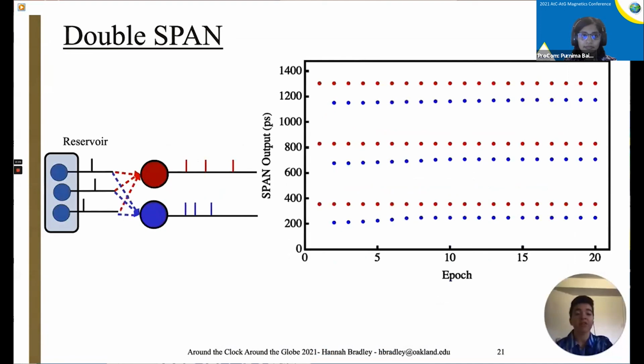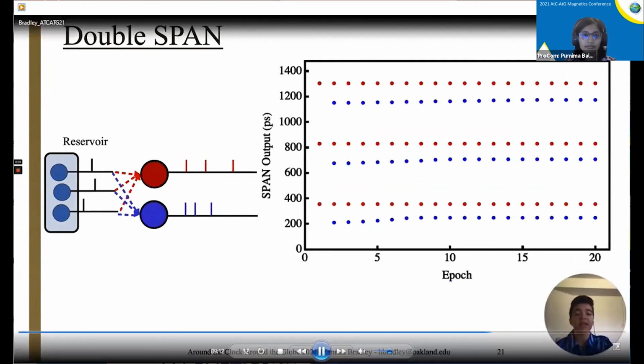It is possible to connect two AFM SPANs to the same inputs. Each SPAN is trained independently to different target spike trains. You can see this clearly in the graph on the right. Each SPAN reaches its target spike times within 20 epochs and is unaffected from the spikes of the other SPAN.